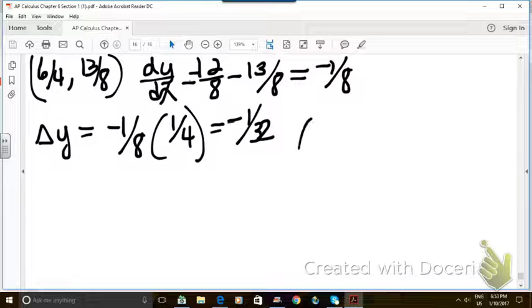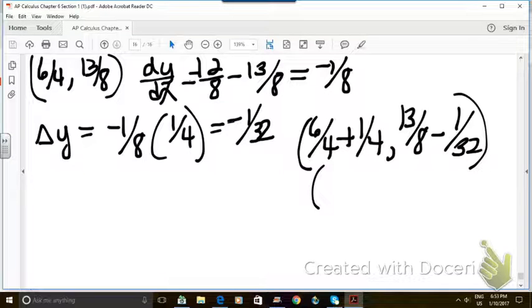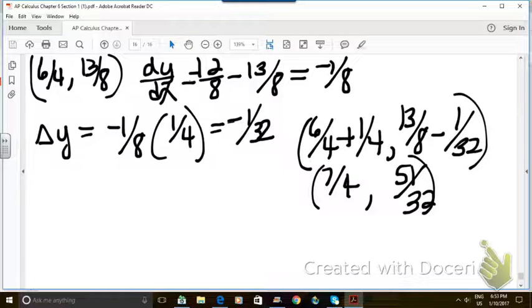New point was 6/4 or 3/2 plus 1/4 and 13/8 minus 1/32. So my new point is 7/4 and 51/32. If we do that math, this would be 52/32 minus 1/32 is 51/32. Okay, one more time. So 7/4, 51/32.